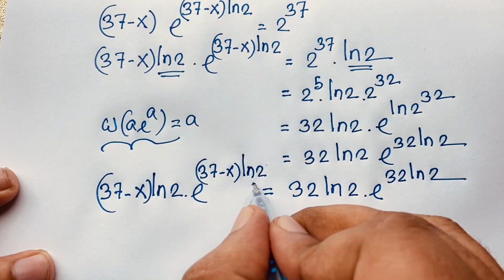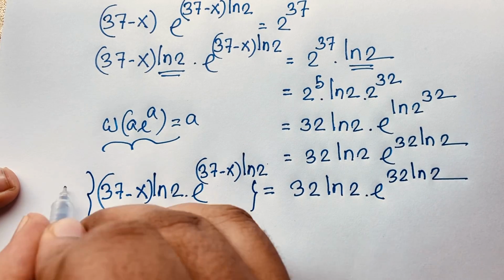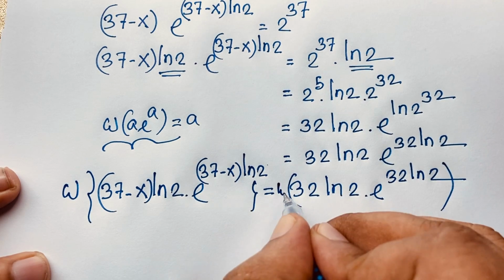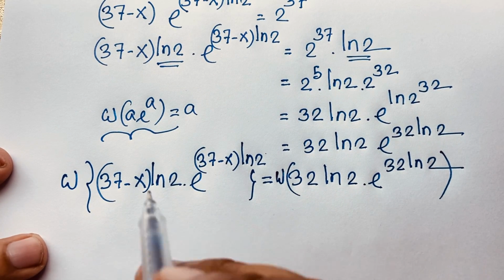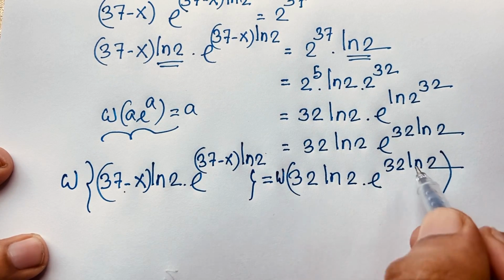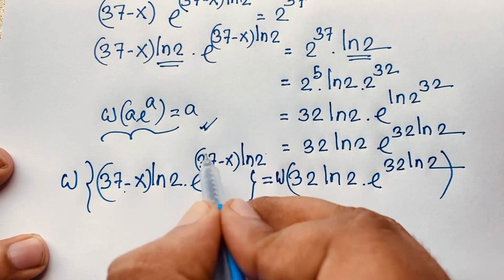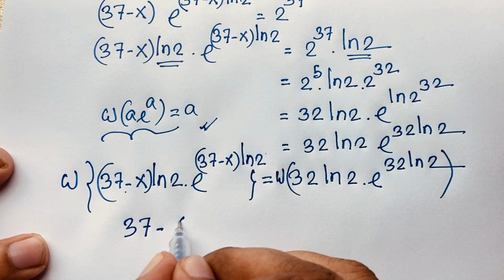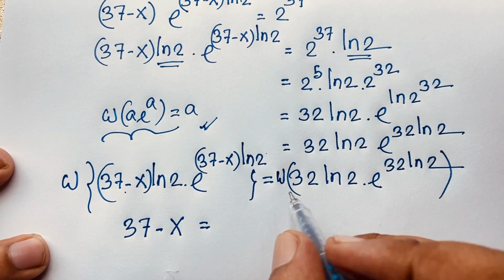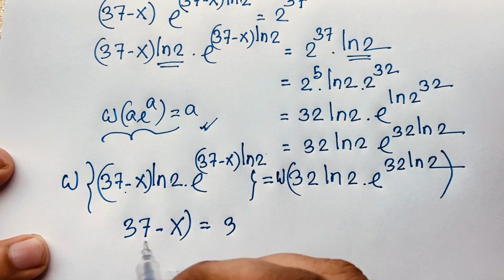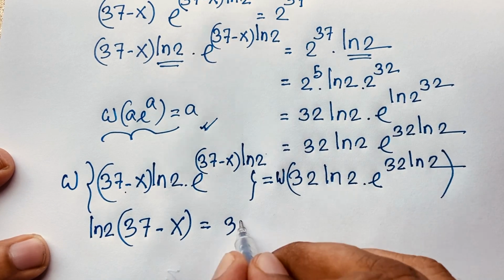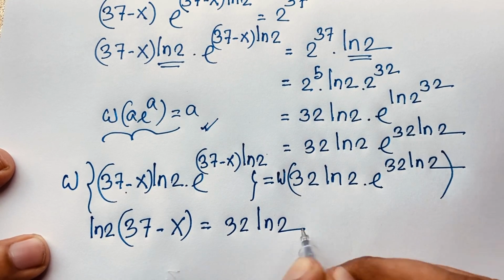Now at this moment I use both side Lambert W function. Now you can see if you think this is a, this is a, this is a, this is a, so according to this formula you can see it will be 37 minus x is equal to 32, and here is ln 2, this ln 2, so okay, and here is 32 ln 2.